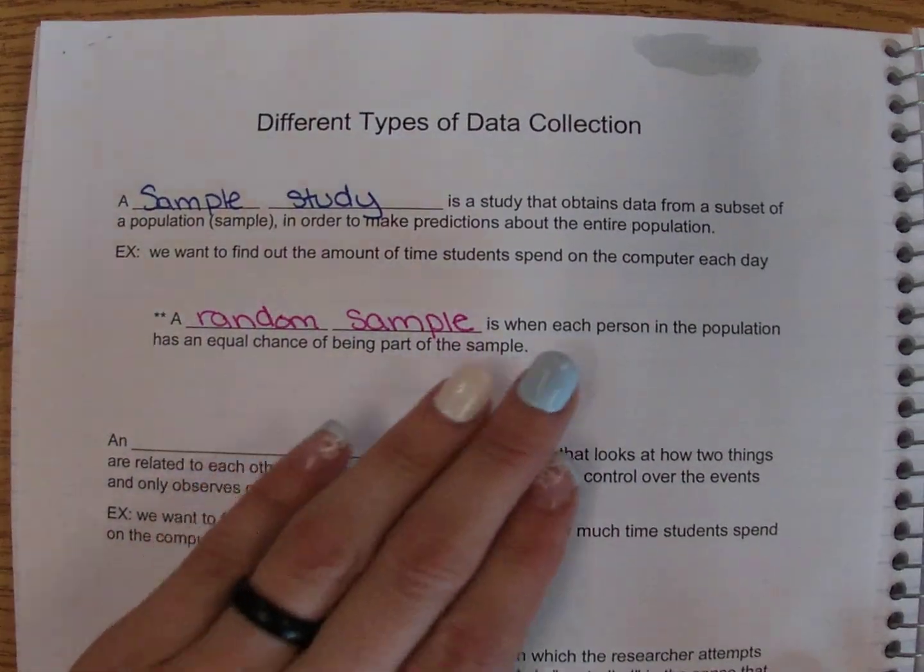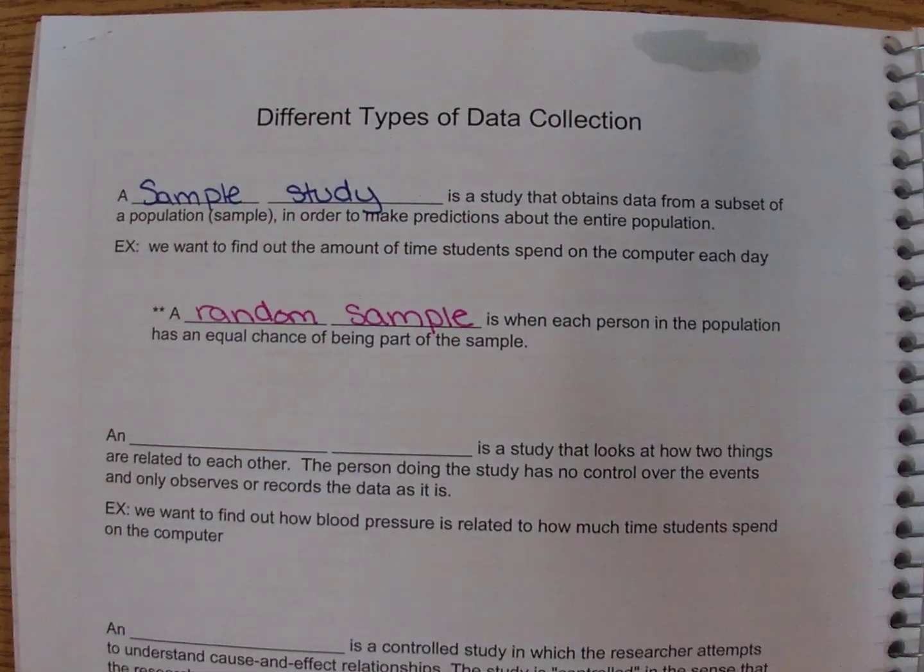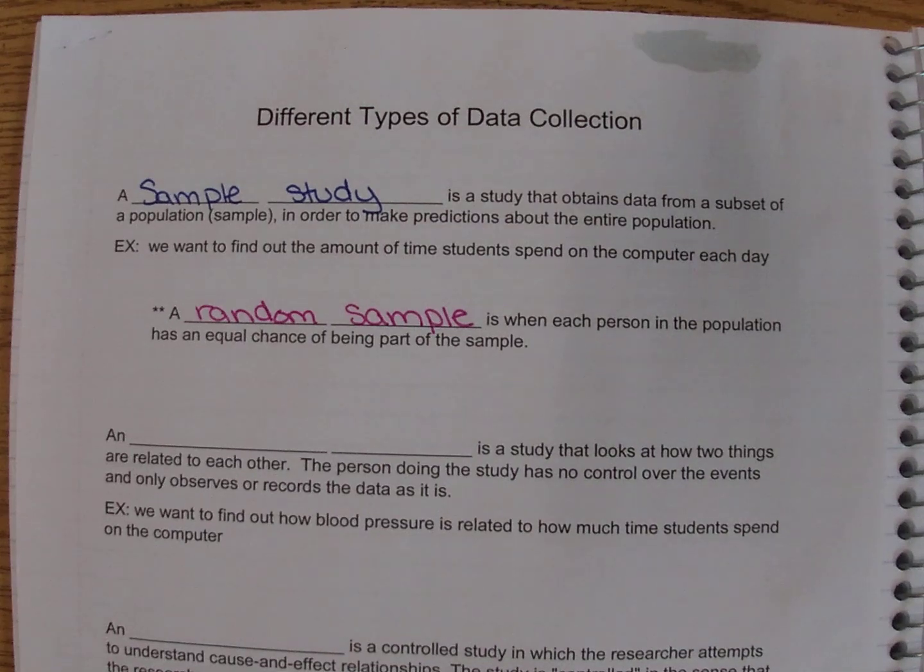A random sample is when each person in the large population, in the large group, has an equal chance of being part of the sample. Now, deciding the best way to get a random sample is a whole other discussion, but really getting a random sample is kind of tricky.